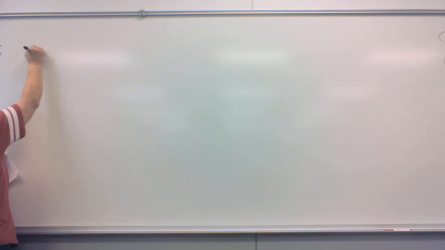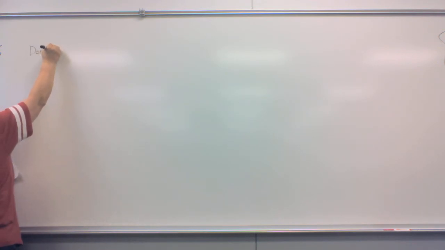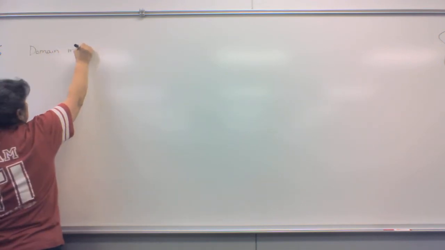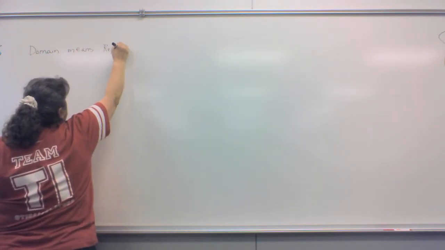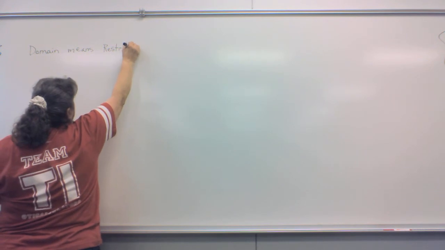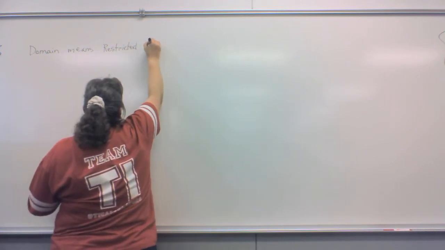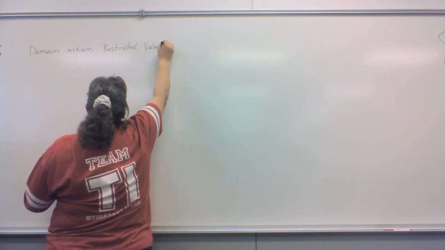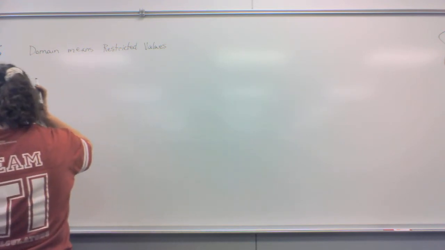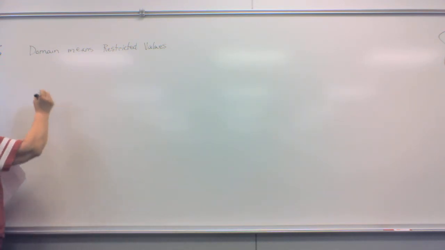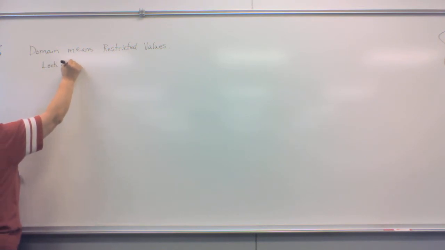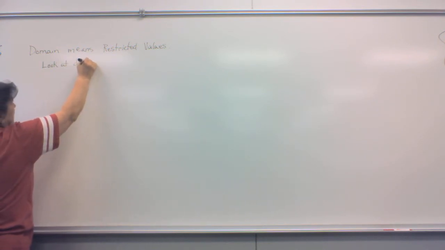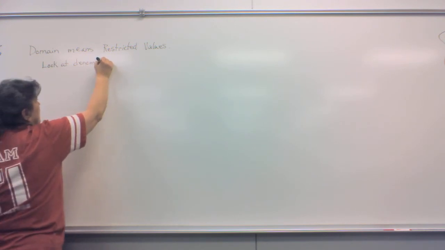Domain means restricted values. In other words, what will make your equation undefined? Okay, so how do we do that? You're always going to be looking in the denominator. Look at denominators. In other words, the bottom part of your fraction.